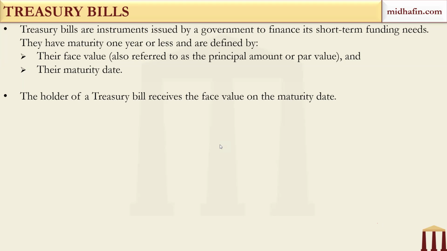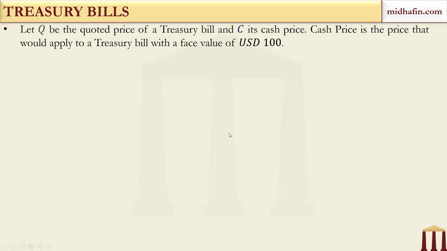Okay. Now let's move forward and see how these are priced. If we assume that Q is the quoted price of the treasury bill and C is the cash price, you see there is a difference between quoted price and cash price.